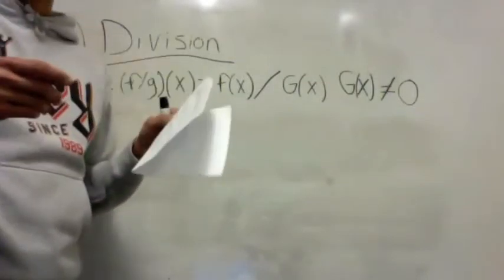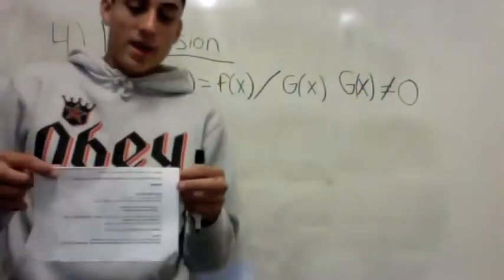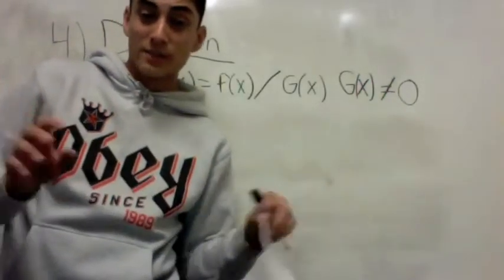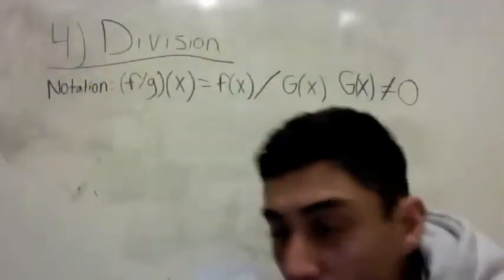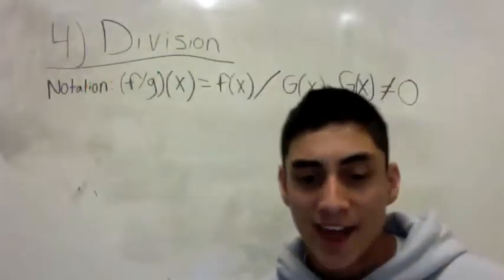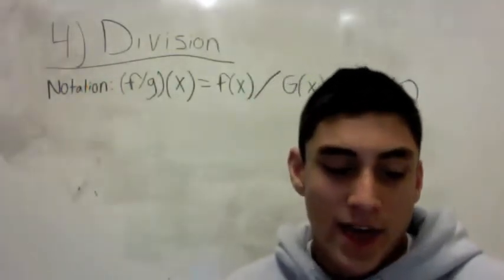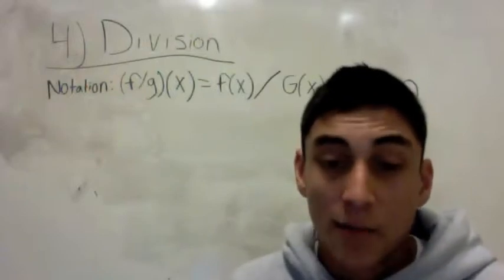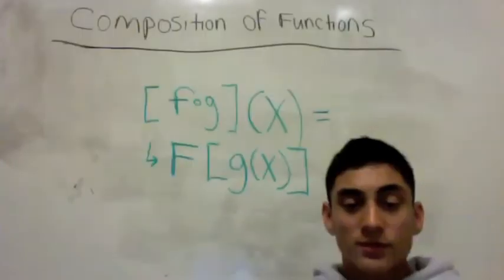Division is often referred to as the easiest of the 4 operations on functions, and the steps are as follows. The first step is that you create a rational function and put the f of x in the numerator and the g of x in the denominator, and you'll be set on division.